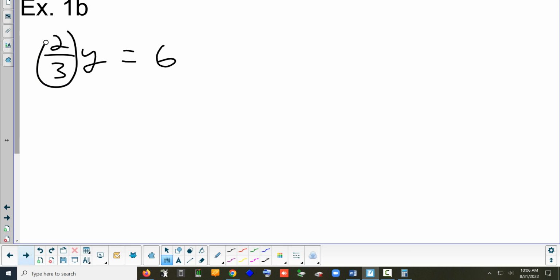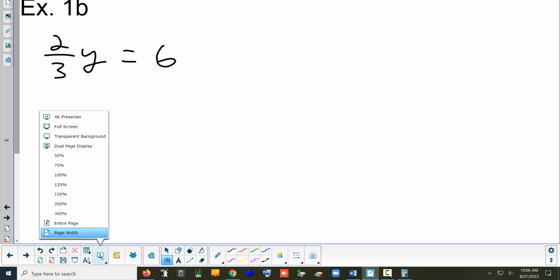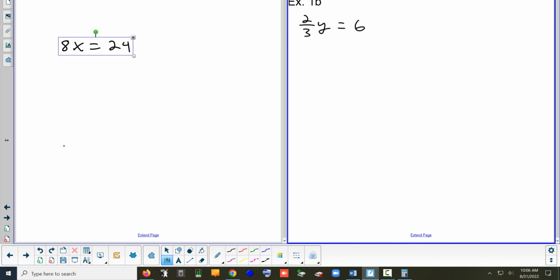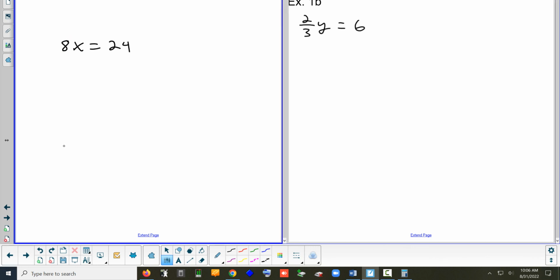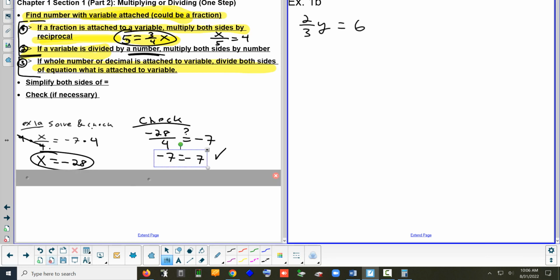Okay, example 1b. First, I wanted together just identify what case this one is, and then I'm going to give you guys a couple minutes on your own to try to solve. So I can try to put the cases back up. It's going to look a little bit small.